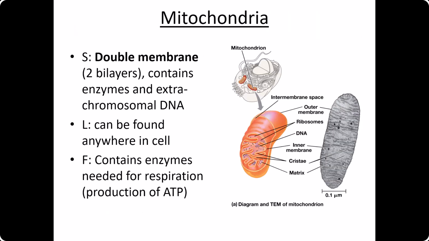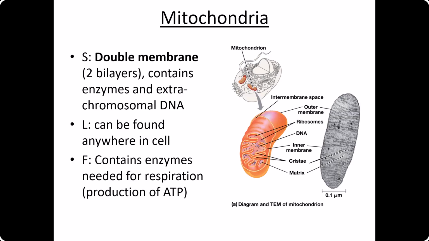That brings us to the famous mighty mitochondria, right? So you've maybe heard about the mitochondria as the powerhouse of the cell before, but that doesn't necessarily tell you what it's doing. Structurally, the mitochondria is kind of neat. It actually has two membranes around it. So it has two bilayers of phospholipids, and it contains enzymes, and it has its own DNA as well.